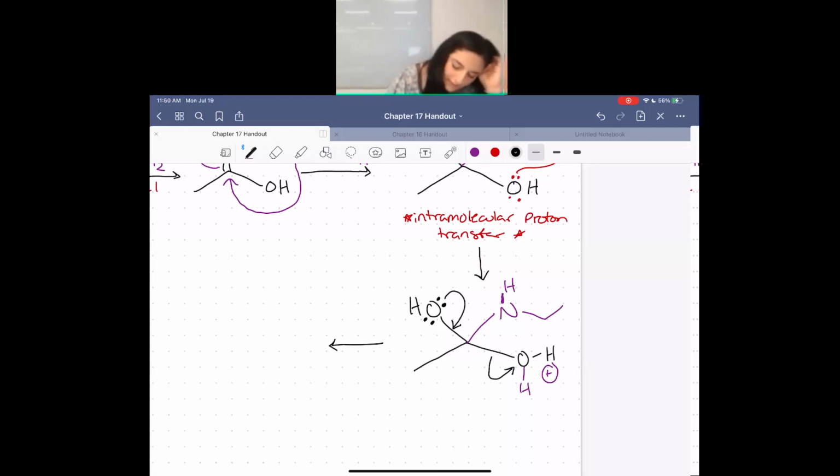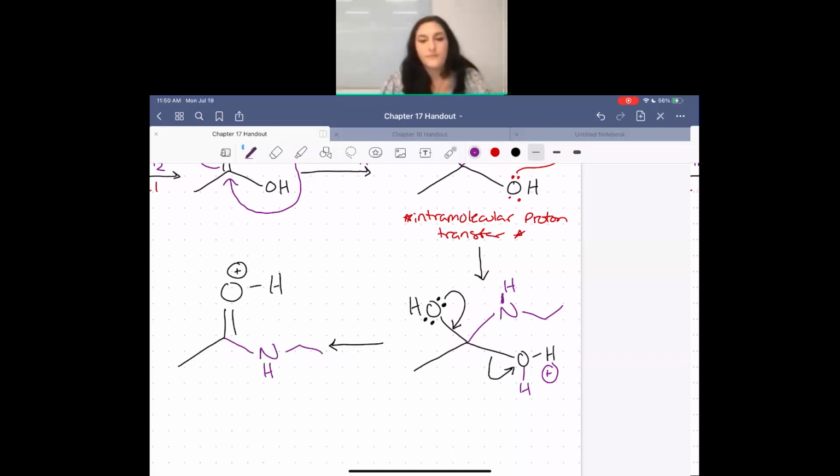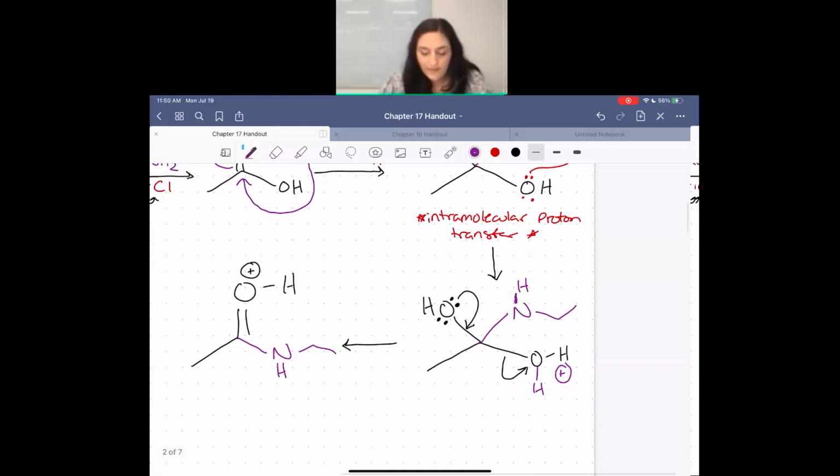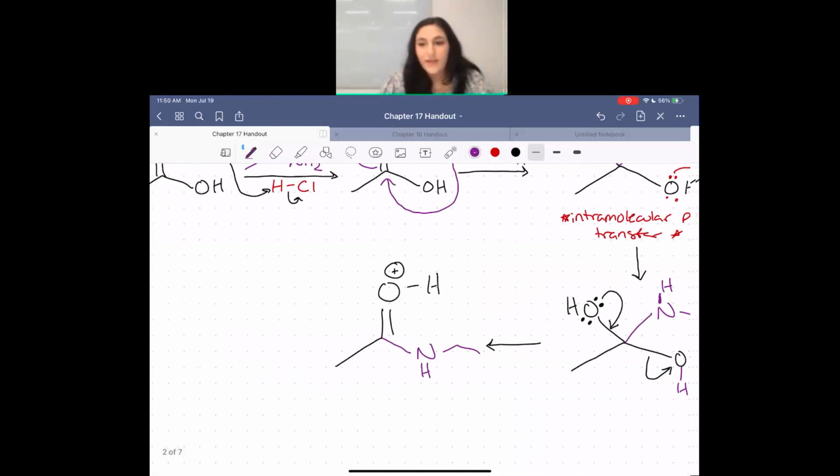And now we get this bad boy. If we have a plus charge and we have a hydrogen present, what is the best way to get rid of that plus charge?